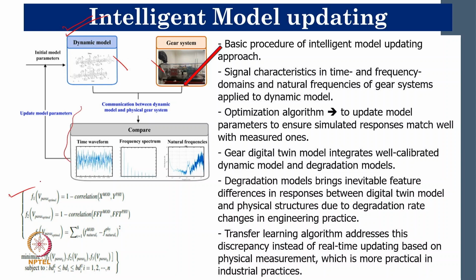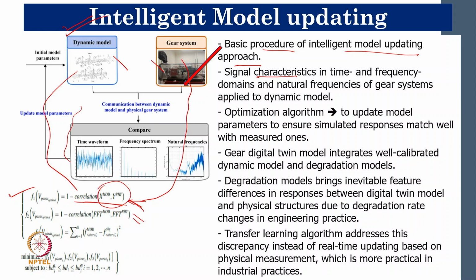And when they compare, they look for a correlation every time between what the dynamic model gives and what the gear physical system gives. These results need to be compared with each other. And if they are not giving the same FFT results, then the model needs to be upgraded, and that is what we call model updating. So the basic procedure for the intelligent model updating approach has been shown in this complete figure. And then they use signal characteristics.